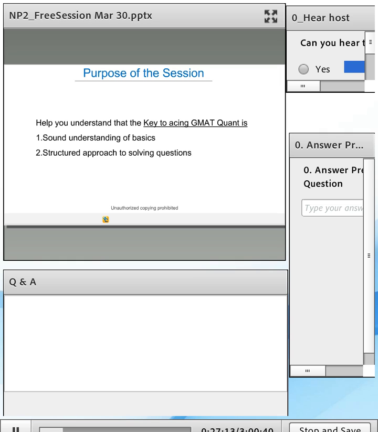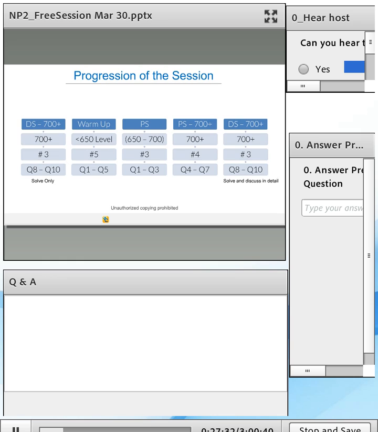Now, the learnings that you have from this session, you would be able to apply not just on these number properties topics, but across the board through all GMAT quant topics, and you'll see why as we progress through the session. So here's how the progression is going to happen. We will first solve DS questions, 700 level plus questions. And these are three questions, question 8, question 9, question 10.